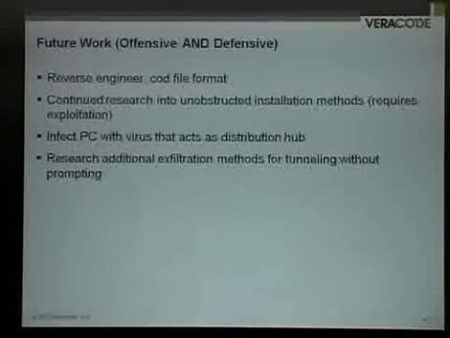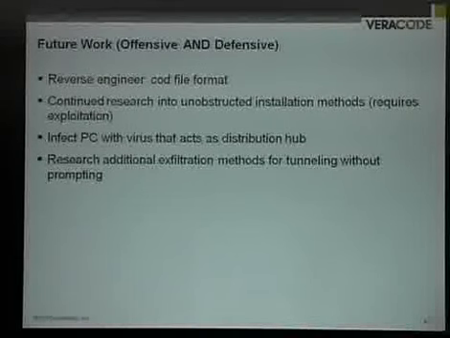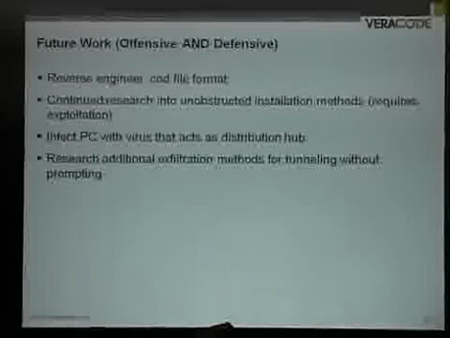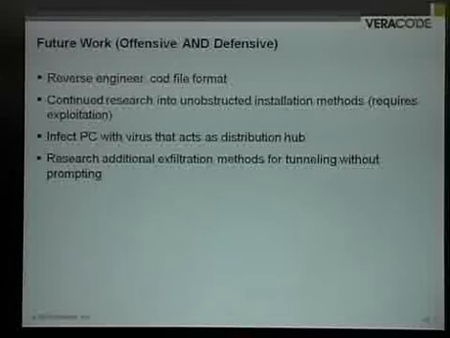Continued research into unobstructed installation methods. That would probably require exploitation and would probably be patched and fixed fairly quickly by RIM. But it's obviously some additional great future work, offensive future work that should be done to help harden the device. Maybe infect some PCs with a virus that acts as a distribution hub so that we can get the worm onto the PC, so whenever they plug in their BlackBerry, it jams the spyware onto the device. So that's a potential infection route.